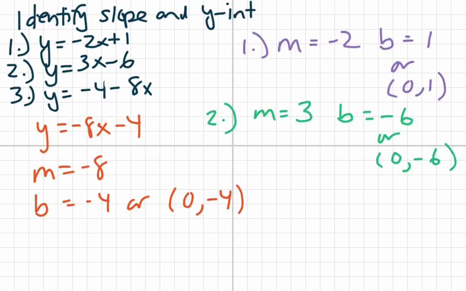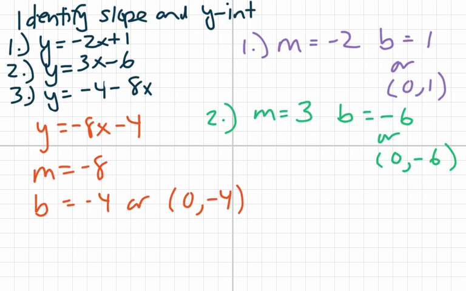Okay, let's go over them. For the first one, the slope is -2 and the y-intercept is 1. I accept either b equals 1 or the ordered pair, but I know there are some teachers that will want you to write it as the ordered pair so that you don't forget that the y-intercept is a point. For the second one, the slope is 3 and the y-intercept is -6. Please don't forget that there's a -6 there, or 0, -6.